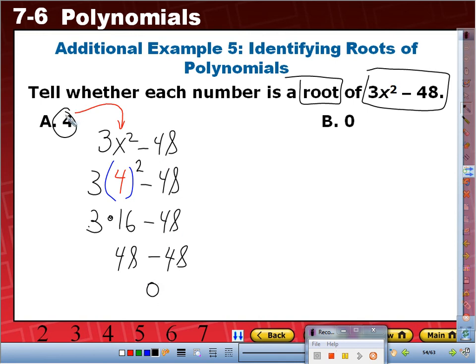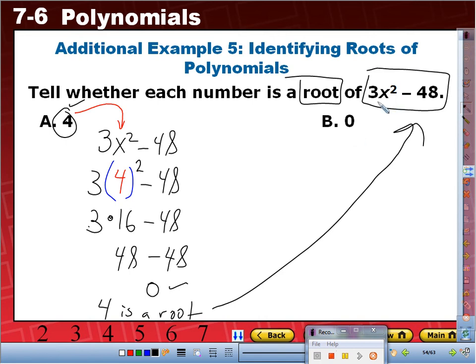If at the end, with that number that they give us, we get a simplification of 0, then 4 is a root of 3x squared minus 48. Everybody with me? Yes. So, with that said, I want you to do this number.